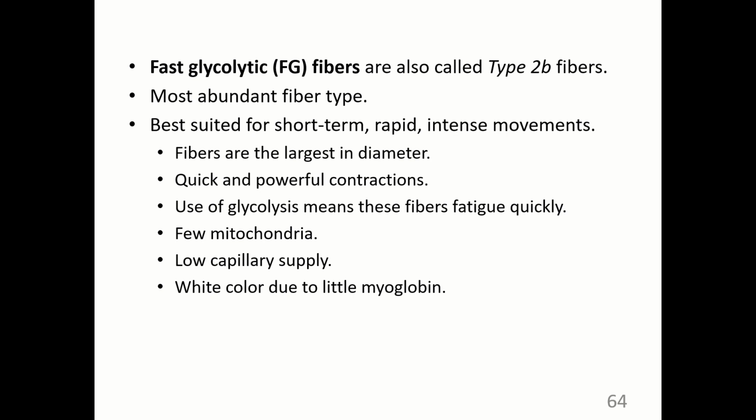Fast glycolytic fibers are 2B fibers. They are the most abundant fiber type, and they are best suited for short-term, rapid, and intense movements. These fibers are the largest in diameter, have quick and powerful contractions, and they fatigue quickly because they use glycolysis, and so they're not using oxygen. Thus, they have few mitochondria and a low capillary supply, which gives them a white color.